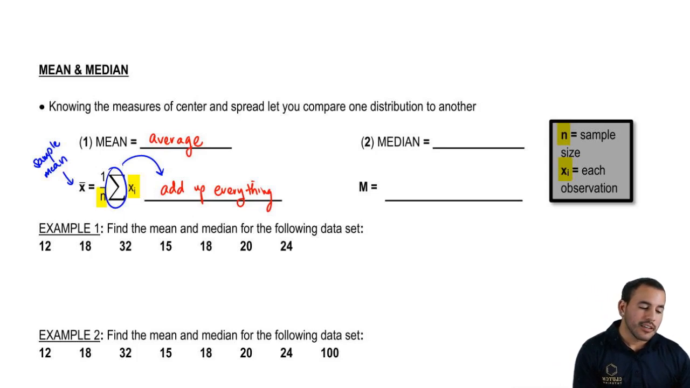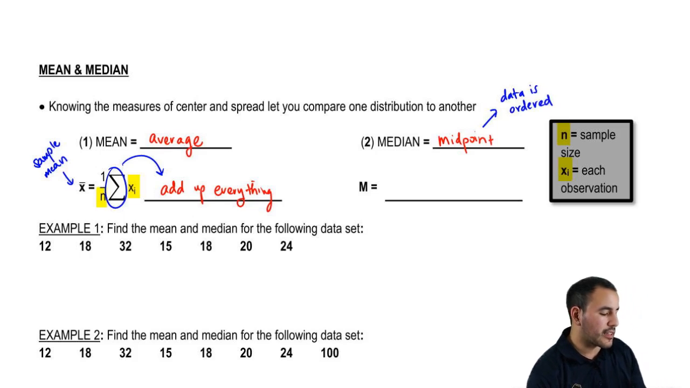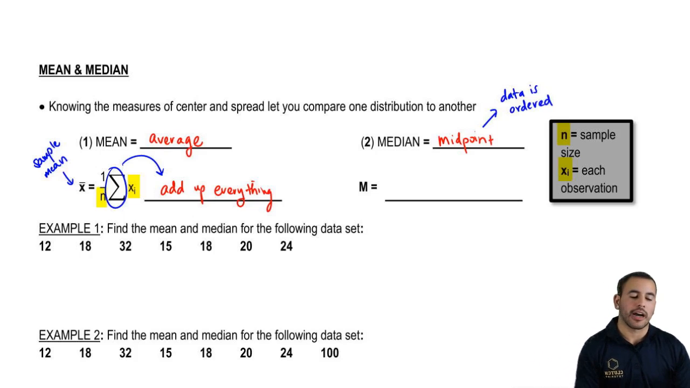Now the median is not really the average. Essentially it is the midpoint. And we're talking about the midpoint when the data is ordered. So you can't just get a data set and look for the midpoint and that's it. That data set has to be in order from low to high in order for you to be able to find the median.